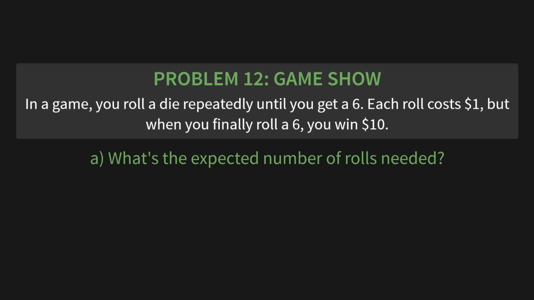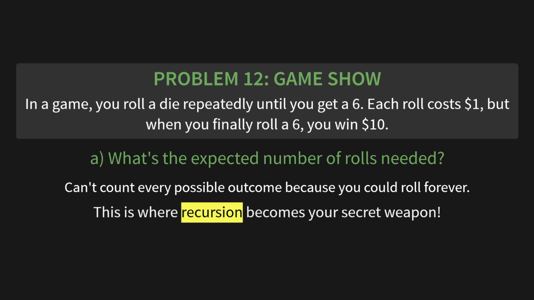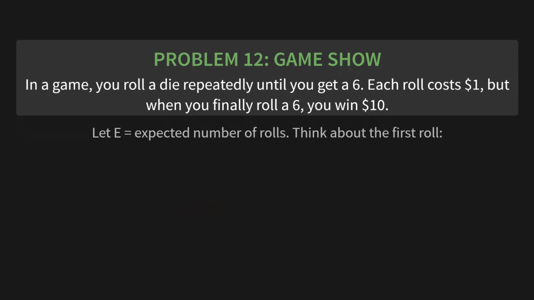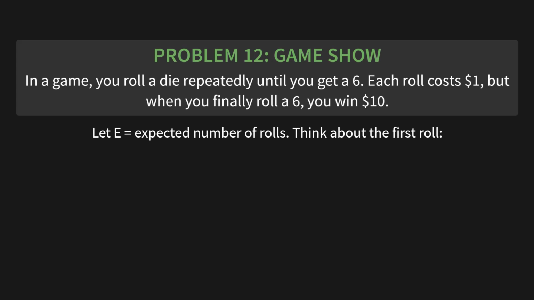Now, you might think we need to calculate every possible outcome. What if it takes 1 roll, 2 rolls, 3 rolls, even 100 rolls? That's impossible. But here's where recursion becomes your secret weapon. Let me show you something brilliant. Let's call the expected number of rolls E. Now watch this. We can define E in terms of itself.